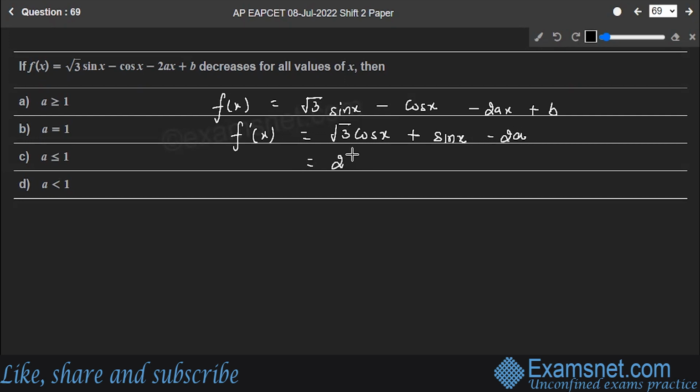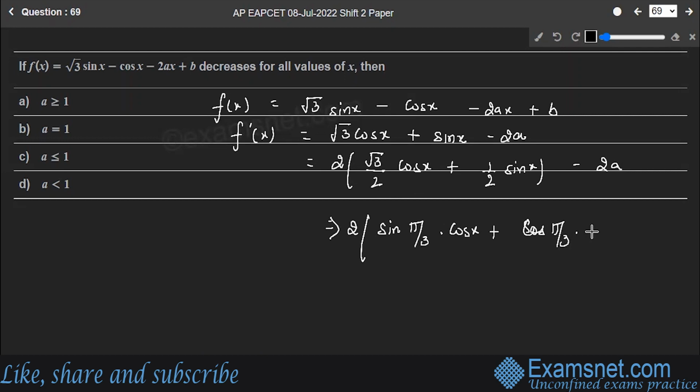I'll take the 2 common. So this can be given by 2 times root 3 by 2 cos x plus 1 by 2 sin x, and I'll take 2a separately outside. So root 3 by 2 can be written as sin pi by 3, and 1 by 2 as cos pi by 3. So this is sin pi by 3 cos x plus cos pi by 3 into sin x, minus 2a. So this is 2 sin of x plus pi by 3 minus 2a.